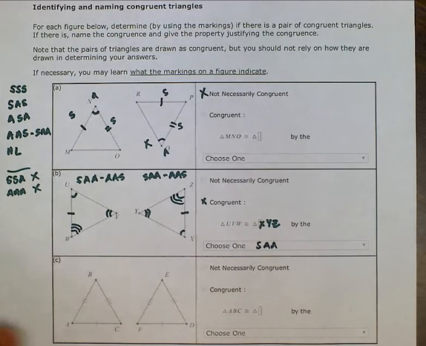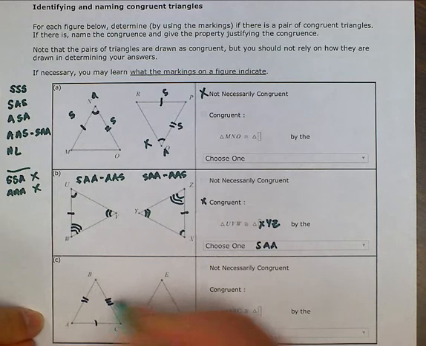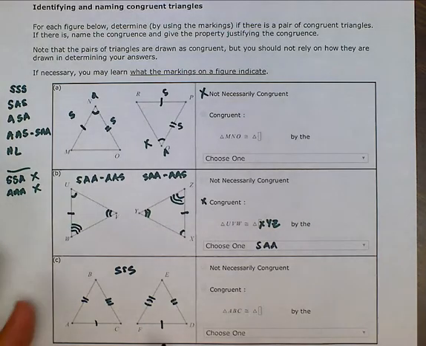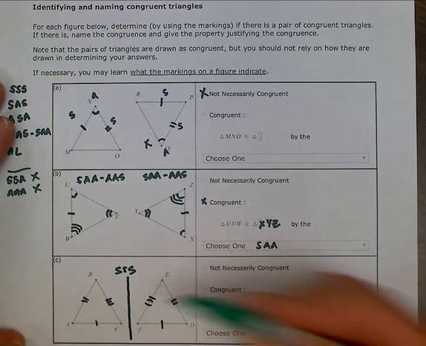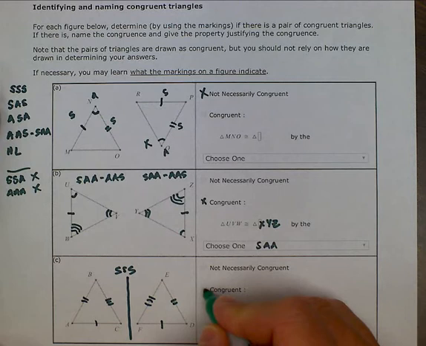And then finally we've got 1 side, 2 sides, and 3 sides. 1 side, 2 sides, and 3 sides. This is side, side, side. We see that it's just a reflection, that if we reflected it across this line right here, they're mirror images of each other. It is congruent.